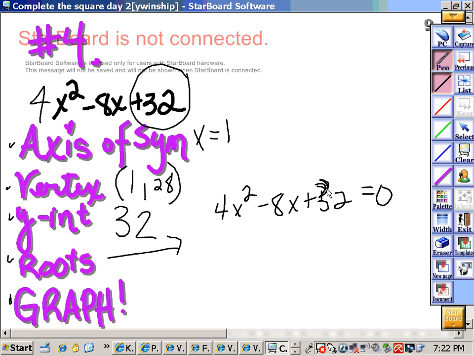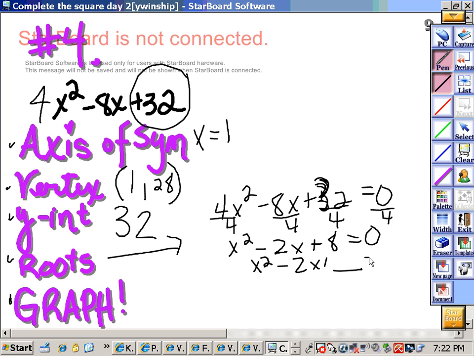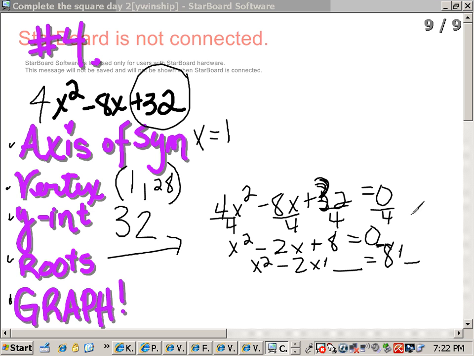Yes, that's a 32. This program's pretty difficult to work with. And I divide everything by 4. So that gives me x squared minus 2x plus 8 equal 0. I need to move the 8 to the other side. X squared minus 2x plus blank equals negative 8 plus blank. Half of 2 is 1. 1 squared is 1, so I need to add a 1 to both sides. And that gives me negative 7.